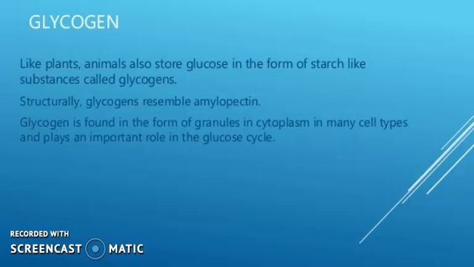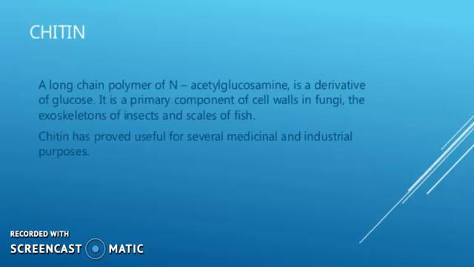Now friends, glycogen. Like plants, animals also store glucose in the form of a starch-like substance called glycogen. Structurally, glycogen resembles amylopectin. Glycogen is found in the form of granules in the cytoplasm in many cell types and plays an important role in the glucose cycle.